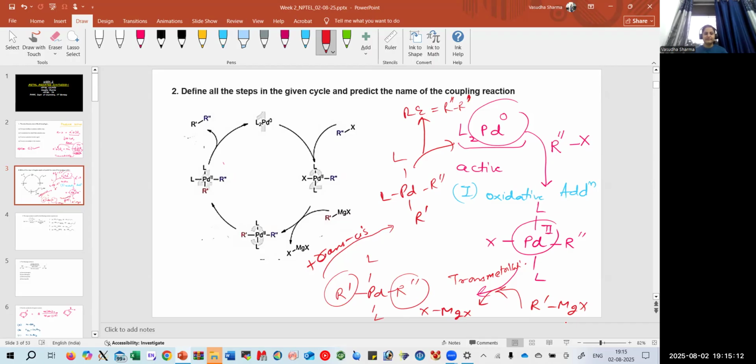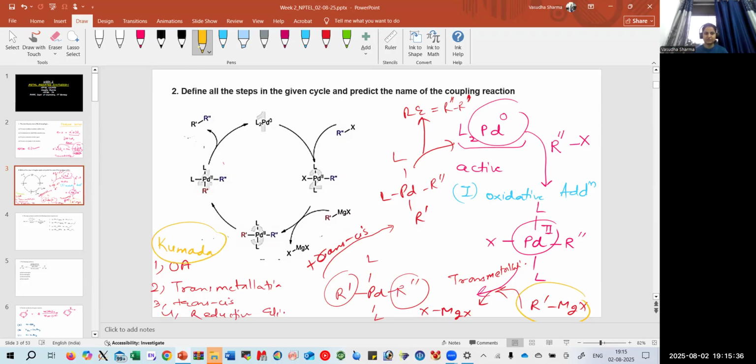So basically, the first step is your oxidative addition. The second step is the transmetallation. The third step is the trans-cis isomerization, and the fourth step is the reductive elimination. And since it is involving the magnesium, this is a Kumada coupling reaction.